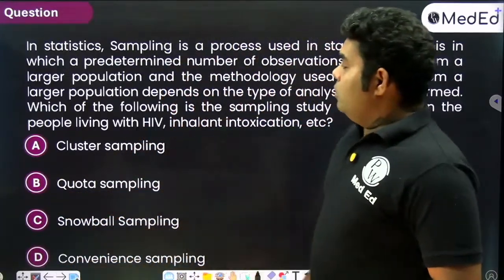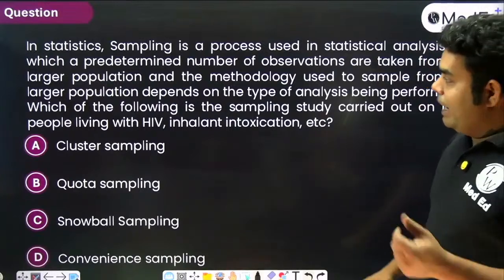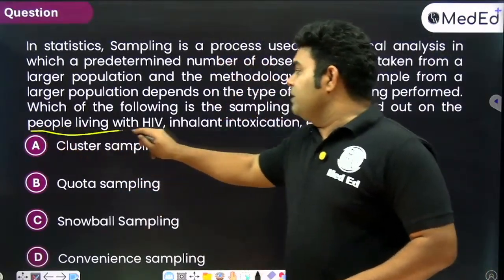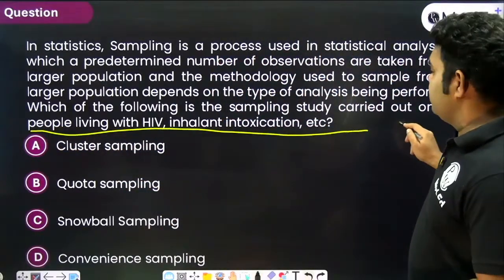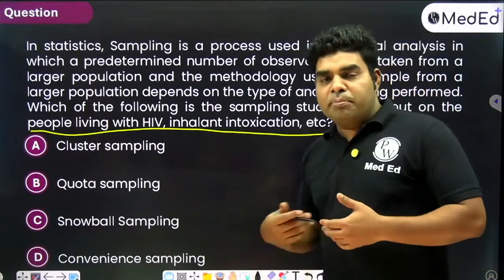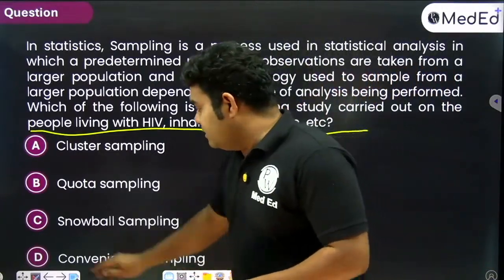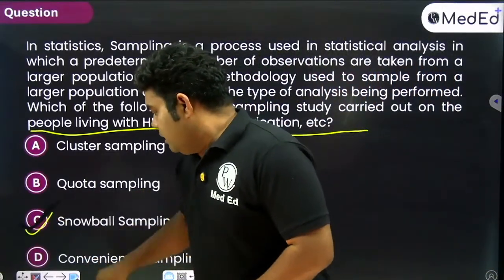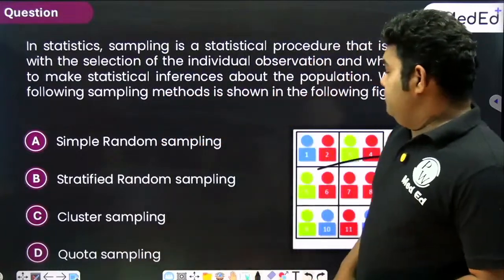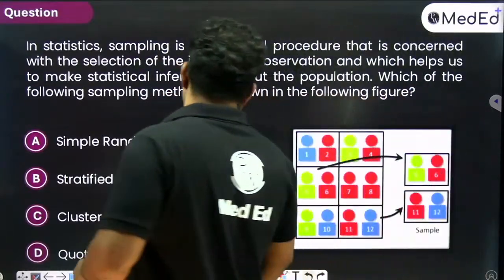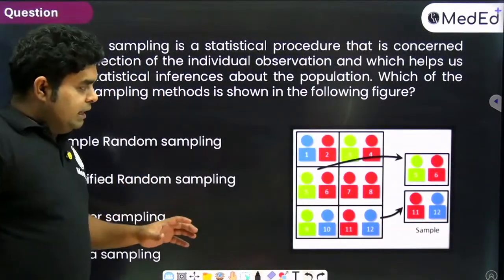Now, again, a study on people living with HIV, inhalant intoxication, a study done on people with hidden disease, that is snowball sampling. Okay. Now, they had given an image here and they asked what is happening in this question.